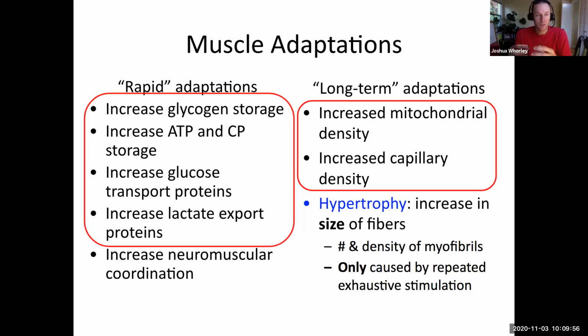And that leads to you being able to sustain that activity for a longer period of time and lift a weight for a longer period of time. Then there are long-term adaptations. These typically take on the order of weeks, right? Where these rapid adaptations are taking place immediately after a single bout of exercise. These are more like a week long or longer.